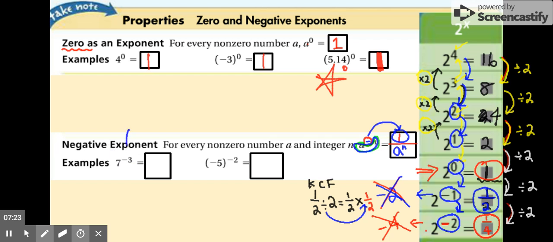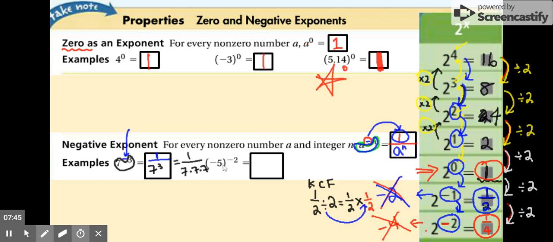So we have a negative in the exponent, right? Negative here, which means you're going to flip it, so 1 over, and you're going to write the rest of it. You're going to write 7 to the third power. So it's going to be 1 over 7 times 7 times 7. If you multiply, you will get the answer.